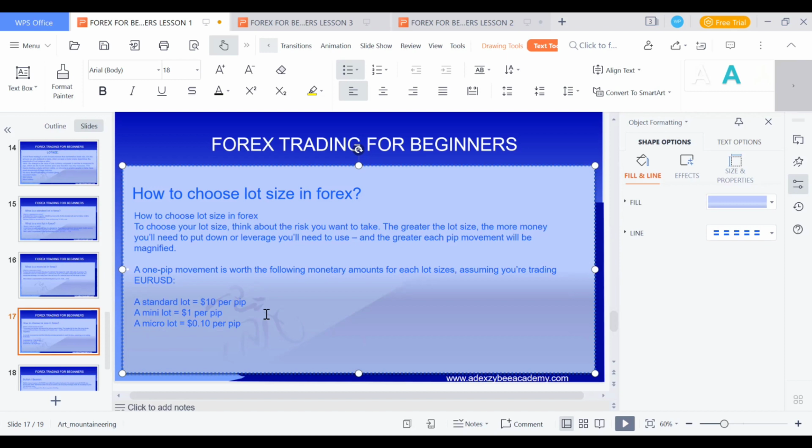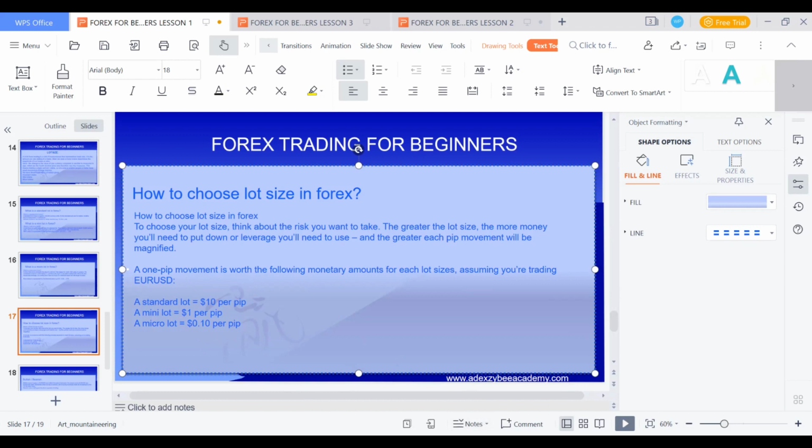I hope that is clear. Now for mini lots, every 1 pip price move in your favor, you are making $1. Every 1 pip price movement in your disfavor, you are losing $1. Now for micro lot size, it's 0.01. You see that the difference is a division of 10. The difference between standard lots and the mini lots is a division of 10. Just divide by 10 and you get the next one.